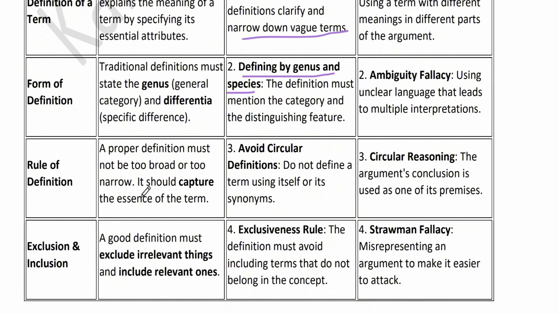Rule of definition. Avoid circular definition. Do not define a term using itself or its synonyms. So this question can come: what is circular definition? Circular definition is a definition where the term itself or its synonyms are used to describe it.